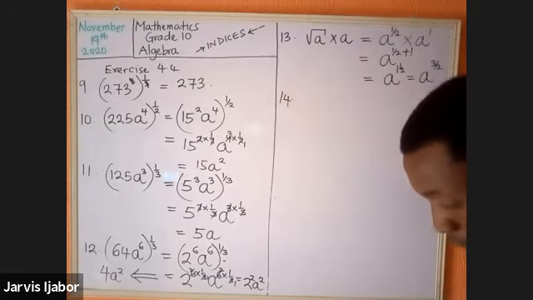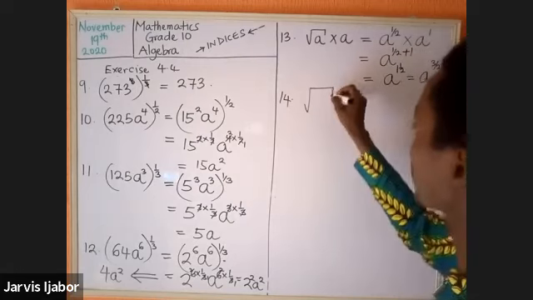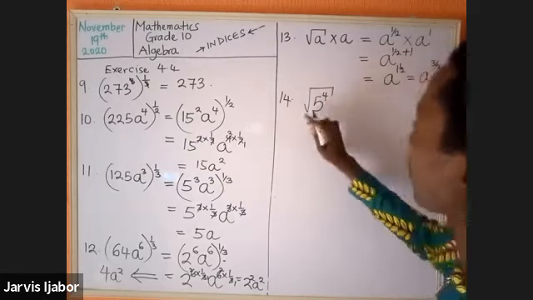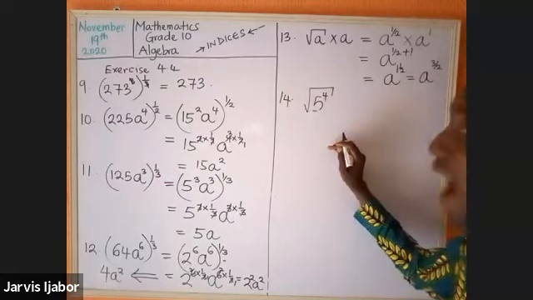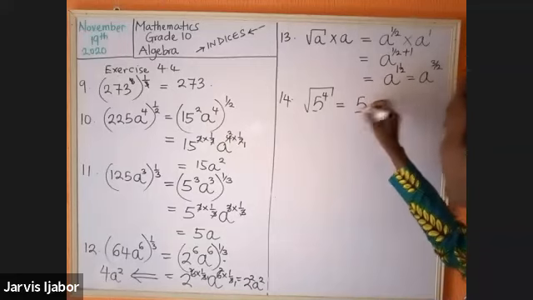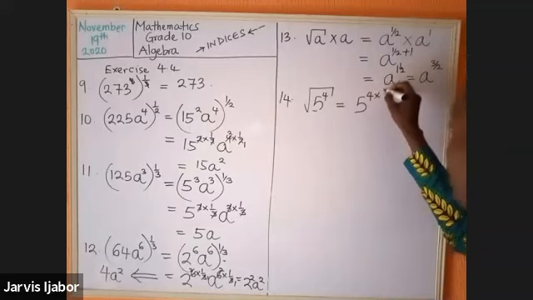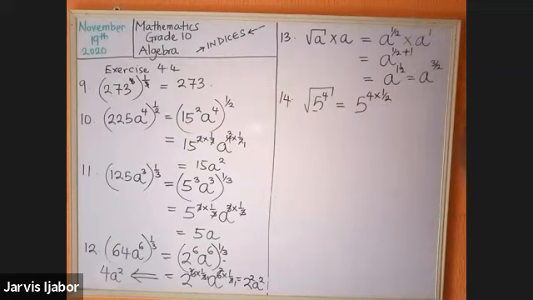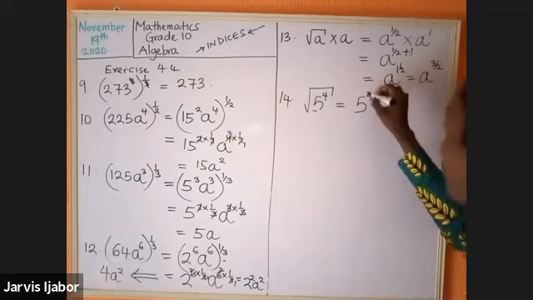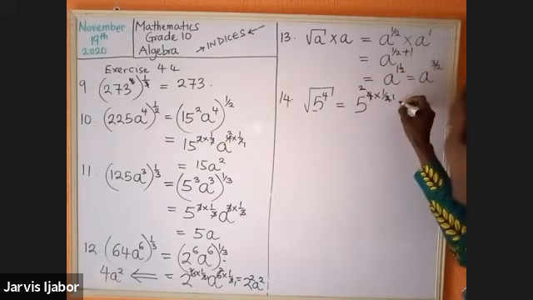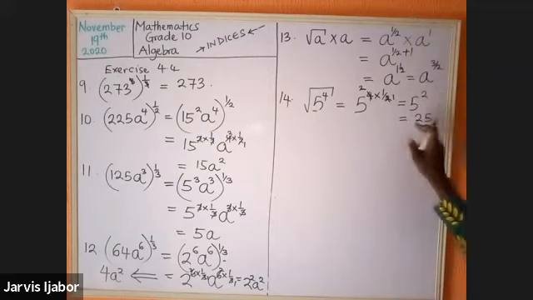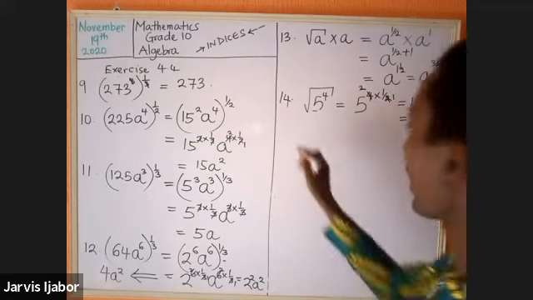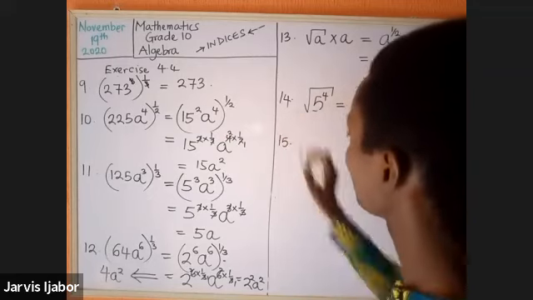In 14, we have the square root of 5 raised to the power of 4. What is square root in indices? Is what? The index that is what? Half. So that will be equal to 5 raised to the power of 4 times 1 over 2. That's what it means. 2 here 1, 2 here 2. And that will give me 5 to the power of 2, which you can simplify to be what? 25, if you so desire. But this is not the objective. This is the objective. Now, question 15.